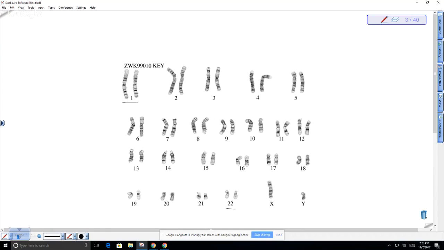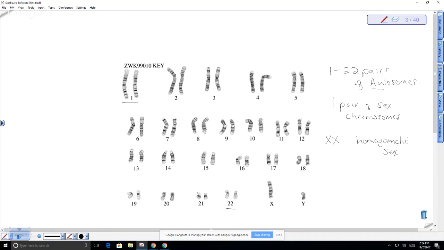So we have what are said to be 1 through 22 pairs of autosomes. So an autosome is something that is not a sex chromosome. So we have 1 pair of sex chromosomes. And if you have 2 X's, this is said to be the homogametic sex.